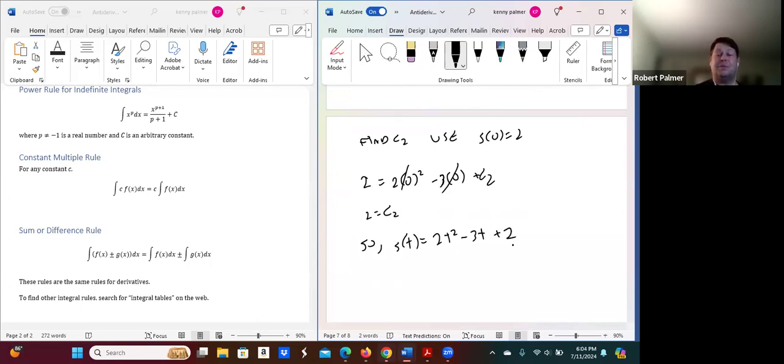Okay. Now, this is also good practice to do on your own. Take the derivative of this once, get velocity. Make sure you get the same thing that you got before, 4t minus 3. Take the derivative again, and then make sure you get the acceleration, which should be just 4.